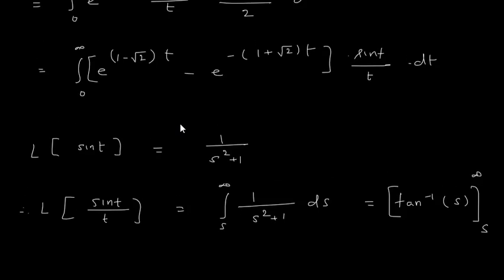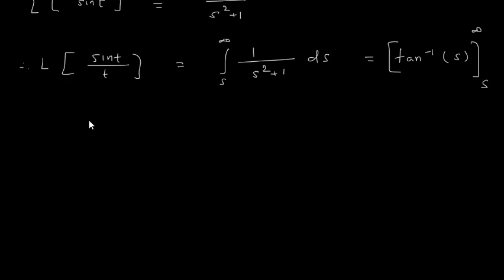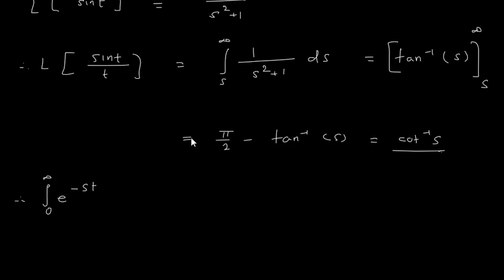This will be equal to tan inverse infinity minus tan inverse s. Tan inverse infinity is pi by 2, and pi by 2 minus tan inverse s will be cot inverse s. So therefore the integration from 0 to infinity of e raised to minus st into sin t upon t dt will become cot inverse of s.